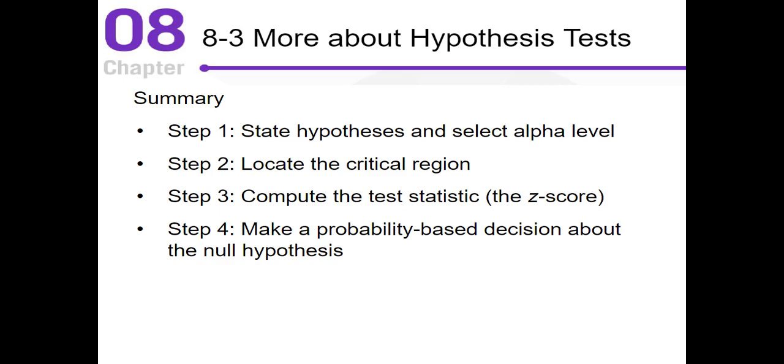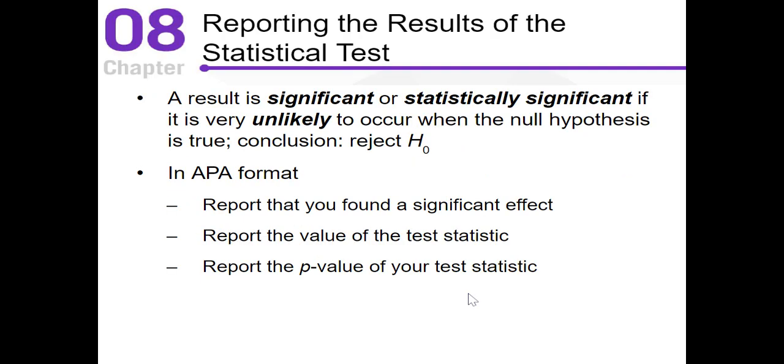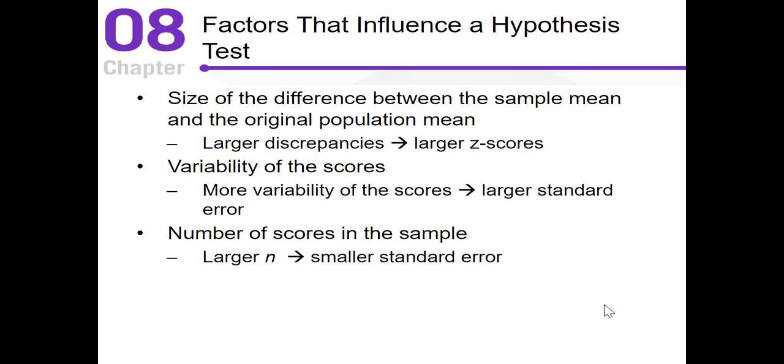So to summarize, these are the 4 steps we're going to go through when we're trying to make a hypothesis. First, we're going to state the hypothesis and select the alpha level. Then we're going to locate the critical region, compute the test statistic, and then make a probability-based decision about the null hypothesis. When it comes to reporting the results, a result is significant or statistically significant if it is very unlikely to occur when the null hypothesis is true. In APA format, you have to report that you found a significant effect, report the value of the test statistic, and report the p-value of the test statistic.